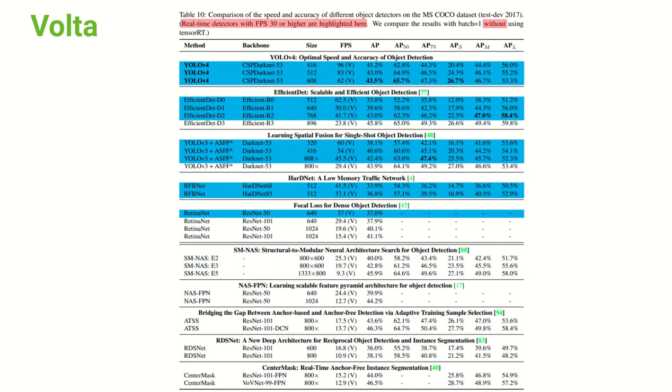So the bottom line is YOLOv4 is really fast and the accuracy is quite high. The ones highlighted in blue here mean it's over 30 frames per second. And you can refer to those tables in the original paper. Yeah, that's all for the presentation.